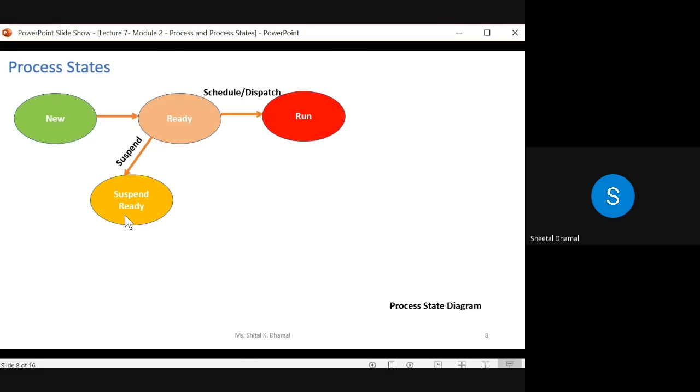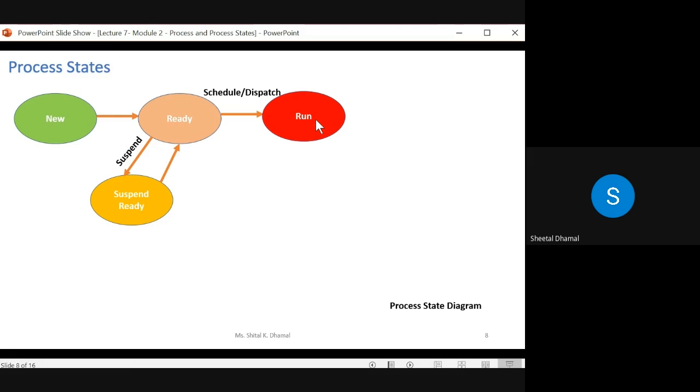Now let us consider that in the ready queue, 100 processes are there, and these processes are ready to execute. If your CPU is free, then your operating system will collect one of the processes from the ready queue, and then that process will get dispatched, or your operating system will dispatch or schedule that process. That means that process will get shifted from the ready queue into the run state. Run state means currently your processor is executing that process.